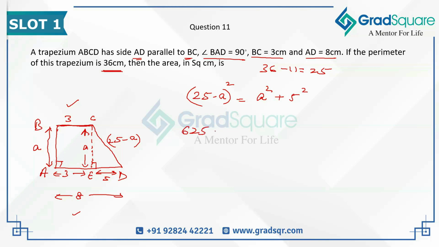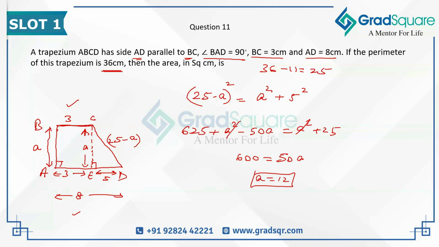This will give me 625 plus A square minus 50A becomes equal to A square plus 25. So A square gets cancelled out. You have 600 equal to 50A, and A would then turn out to be equal to 12.